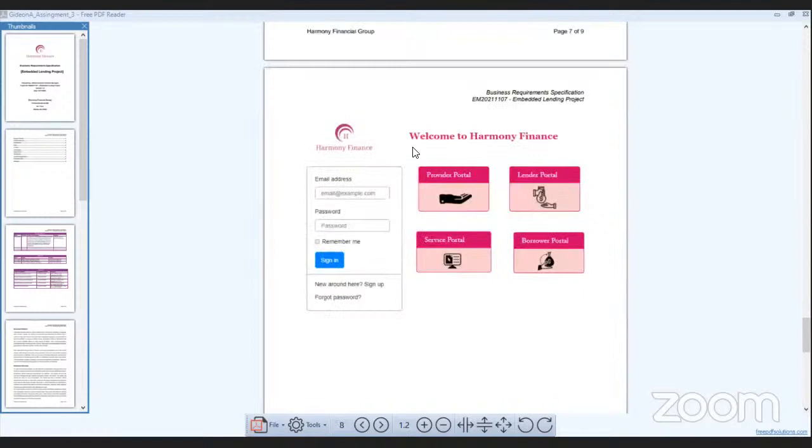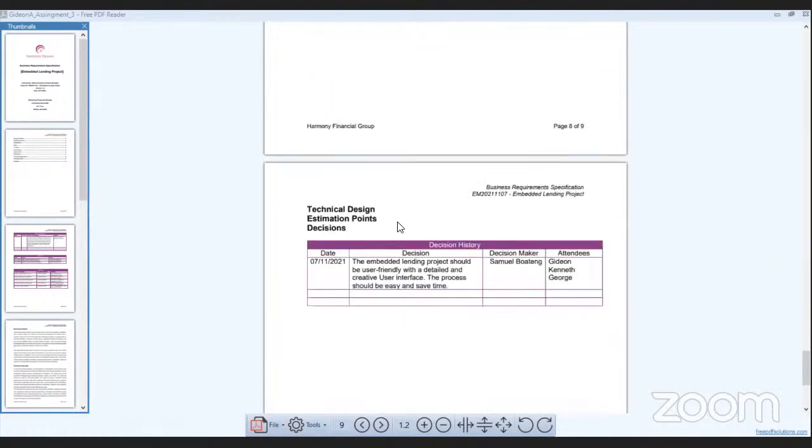Okay, so this is something that I propose for the wireframes, just for the website. We have the provider portal, lender portal, service portal, borrower portal, some sign up form over here. With the technical decision and all that. See, the embedded lending project should be user-friendly with a detailed and creative user interface. The process should be easy and save time.